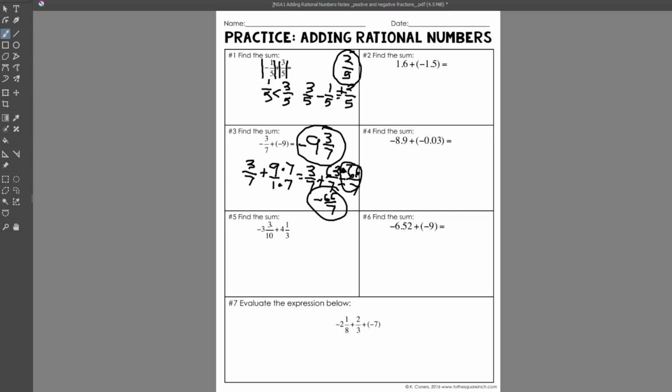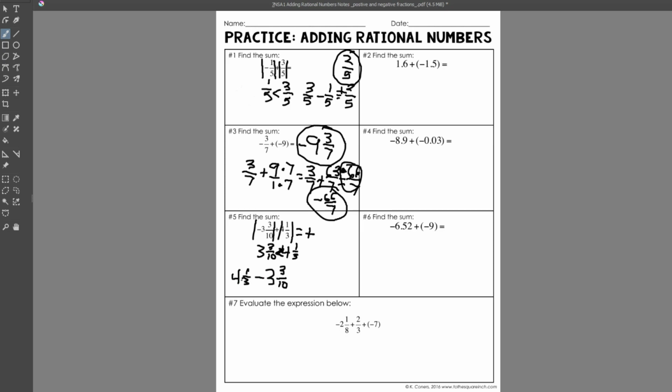Now look at number 5. Again, they have different signs. So that tells me I need to compare their absolute values and see which one is smaller. The absolute value of this one would be 3 3/10, and then this one would be 4 1/3. This is less than this. That means I need to subtract the smaller from the greater. So I'm going to do 4 1/3 minus 3 3/10. And I know that because the one that has the greater absolute value is positive, my answer will be positive.